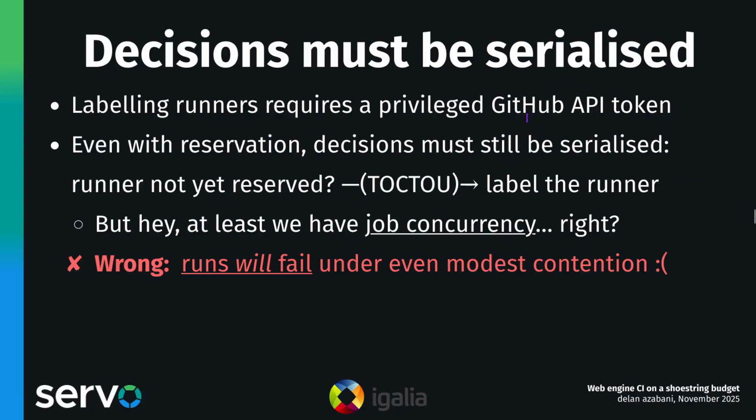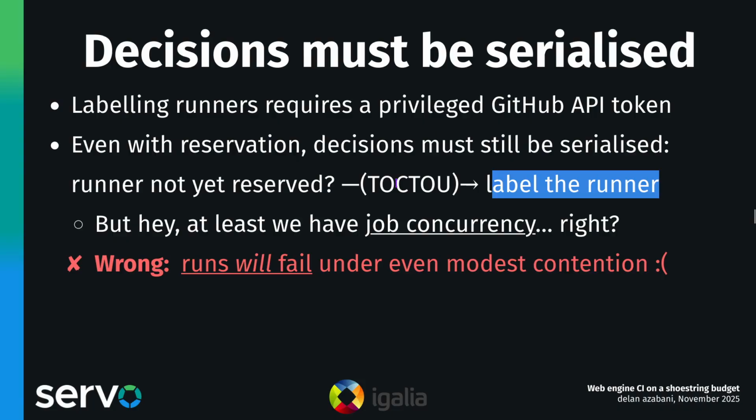And something I didn't mention is that reserving runners in this way doesn't actually solve the problem on its own, because you've now transformed the problem to being, okay, well, we're going to check if the runner is not yet reserved. We're going to check if there's an unreserved runner, and then we're going to label the runner.